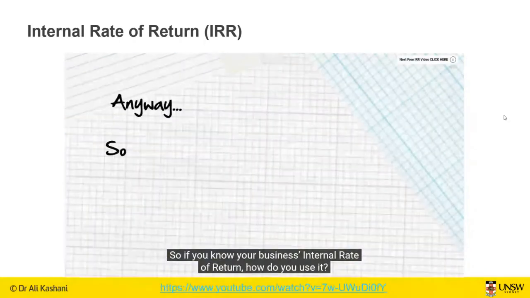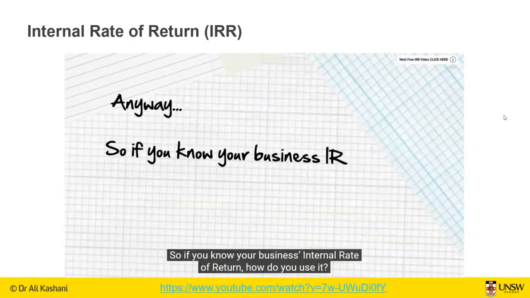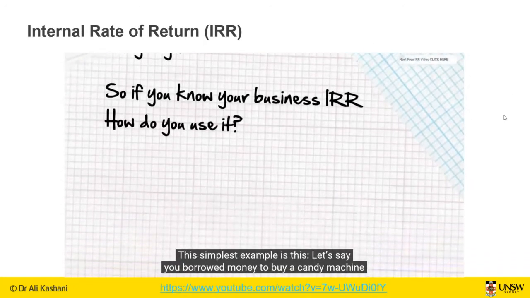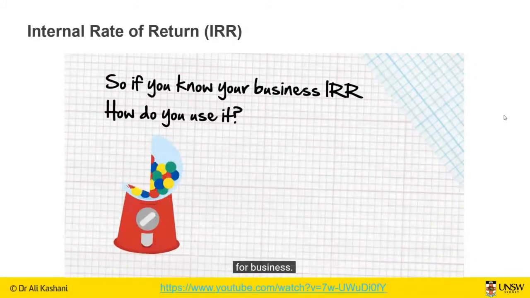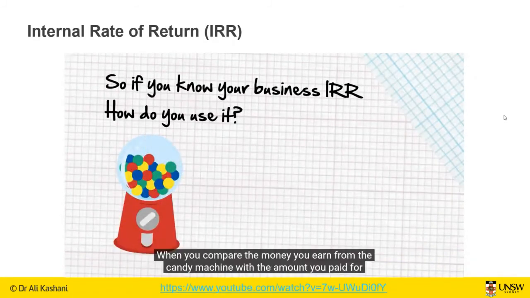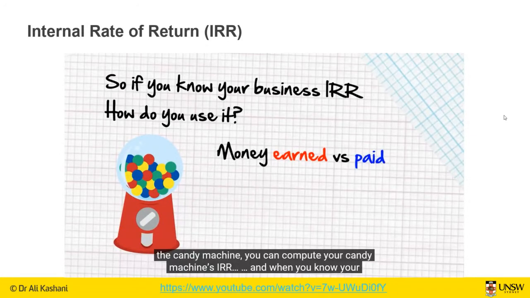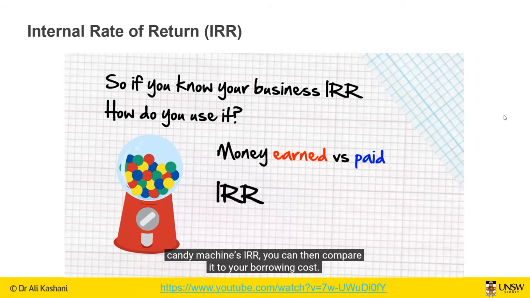Anyway, if you know your business's IRR, how do you use it? The simplest example is this. Let's say you borrowed money to buy a candy machine for your business. When you compare the money you earned from the candy machine with the amount you paid for it, you can compute the candy machine's IRR. And when you know it, you can then compare it to your borrowing costs.